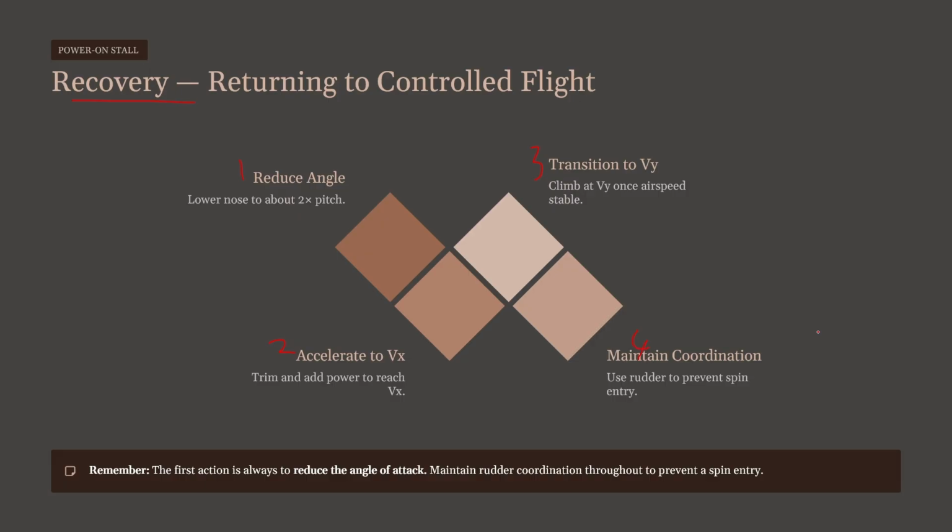Throughout the recovery, make sure you maintain coordination and directional control using rudder as needed. Okay. So the recovery is pretty straightforward. Just reduce the angle of attack, pitch down to about 2x pitch, pitch to VX first, then VY, and climb back to your original altitude and heading. Sounds good? Great.